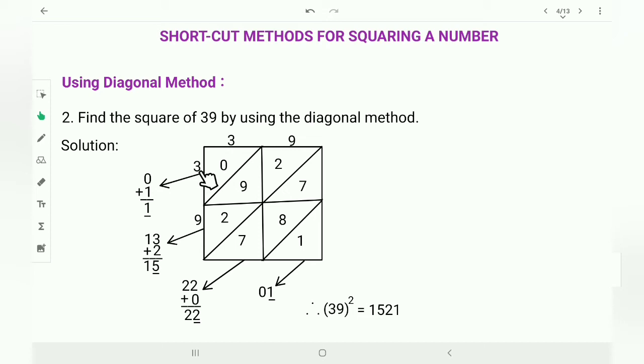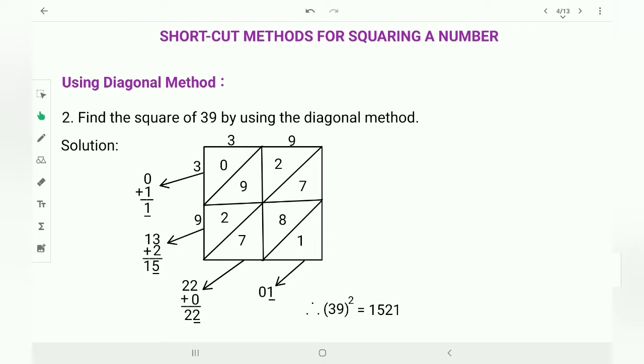So when I am multiplying this 3 by 3, 3 3s are 9, but 9 is a one digit number. You have to make it a two digit number, and you know how you will make it. You have to place 0 before 9. Then you will write 0 in the first triangle and 9 in the second triangle. Then multiply this 3 by 9. 3 9s are 27. Then 2 here and 7 in the next triangle.